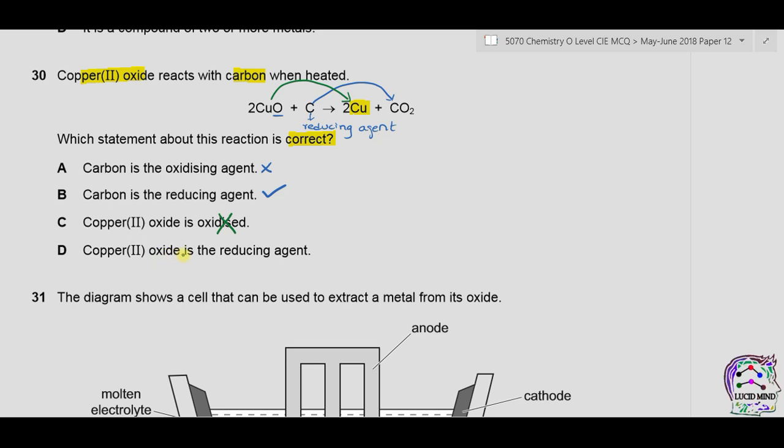Part D, copper oxide is the reducing agent. Now as we can see that copper oxide itself gets reduced, so therefore this is oxidizing agent. Correct answer is therefore B.